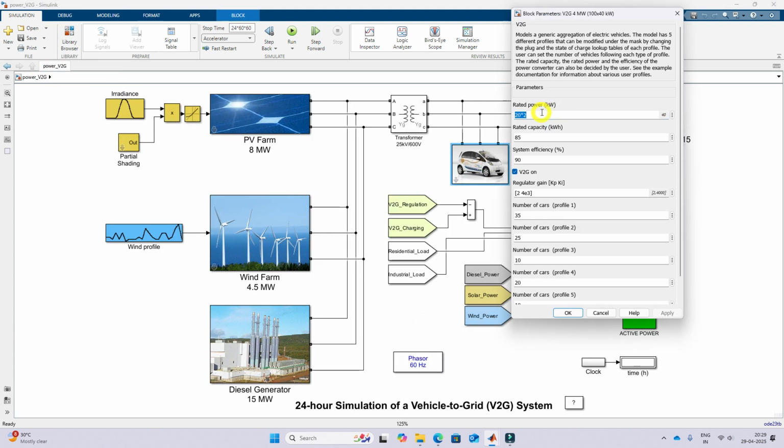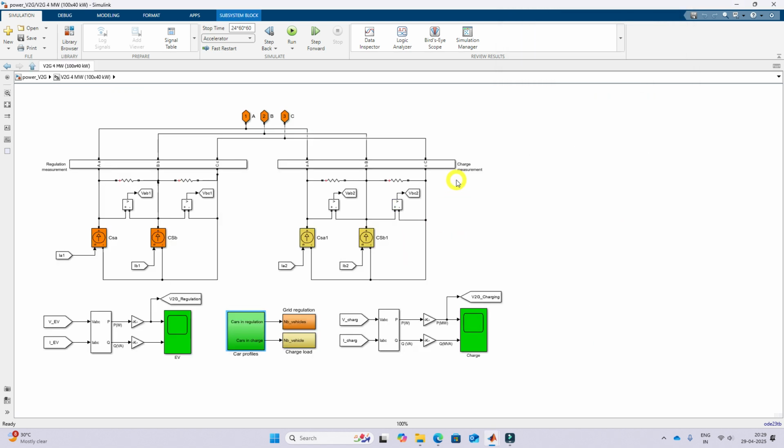So this is the power of rated power. So 20 into 2, that means there are two cars connected in the system. Rated capacity is 85 kilowatt hour, system efficiency is 90, and so these are some basic steps for that car profiles.